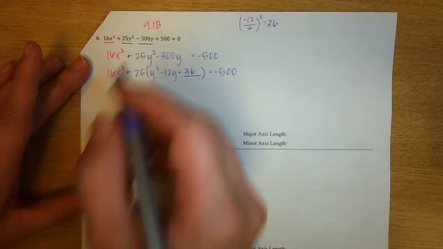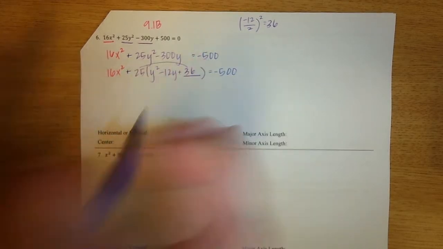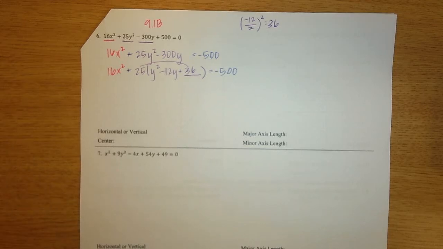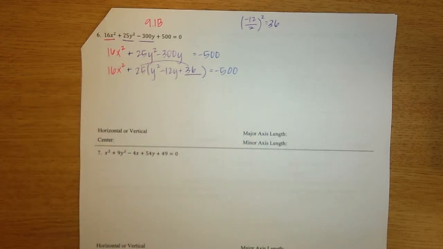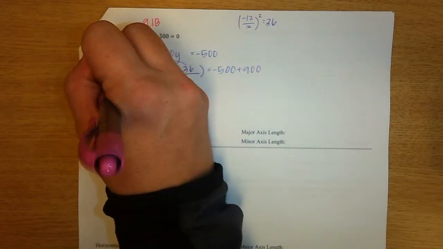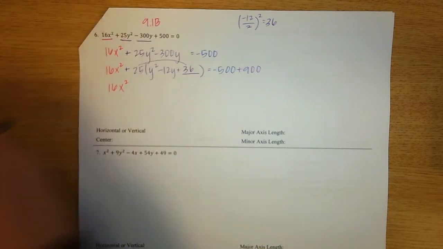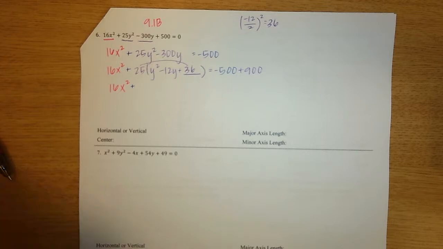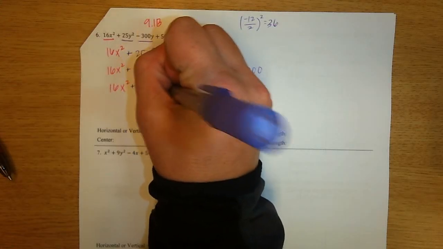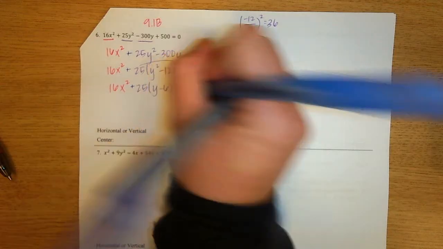Don't forget, though, that I have to do 25 times 36 to know what to add to the other side. So I didn't just add 36, I added 900 to that side. Okay, now I need to factor. So it'll be just 16x squared plus 25 times, and that's y minus 6 squared equals 400.